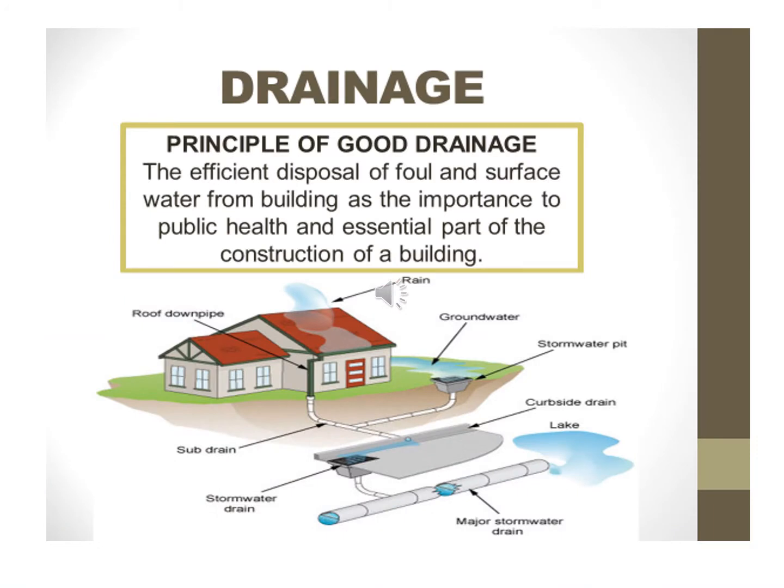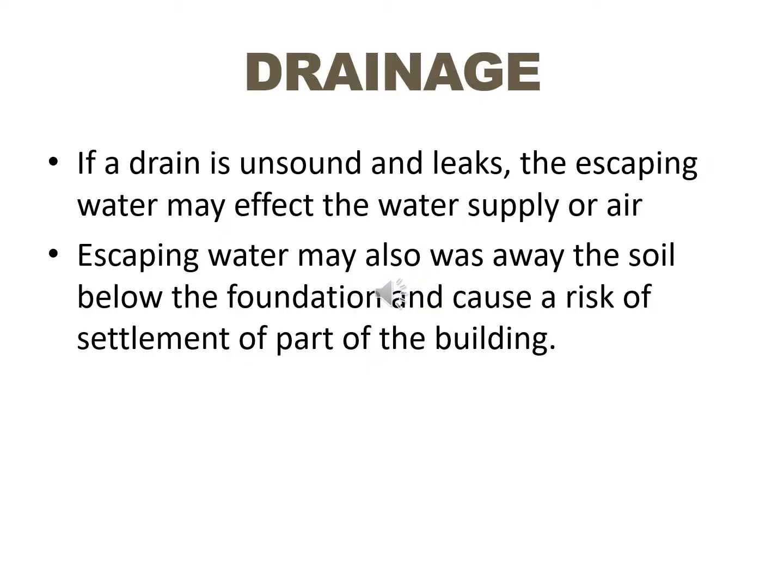The principle of good drainage must be efficient disposal of foul and surface water from buildings. It is important to public health and is an essential part of the construction of a building. If, for example, a drain is unsound and leaks, the escaping water may affect the water supply or air. Escaping water may also wash away the soil below the foundation and cause a risk of settlement of part of the building.